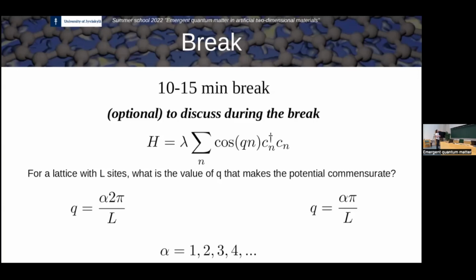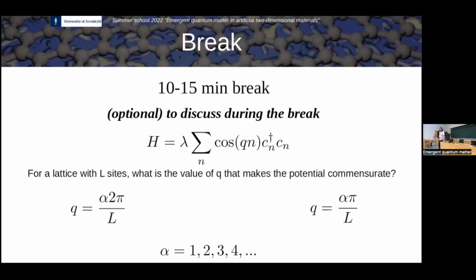So I would suggest that we take a 15-minute break. Again, you can go outside and get some air, but if you want to think about something, I would like you to think about what is the value of the superlattice constant that we should take in order to have a periodic system. I'm giving you 2 different options. The first option is alpha 2 pi over L, where L is the number of sites and alpha is an integer. And the second option, alpha pi over L. We can discuss this after the break. So I would say that we can start again at 10 o'clock. See you at 10.